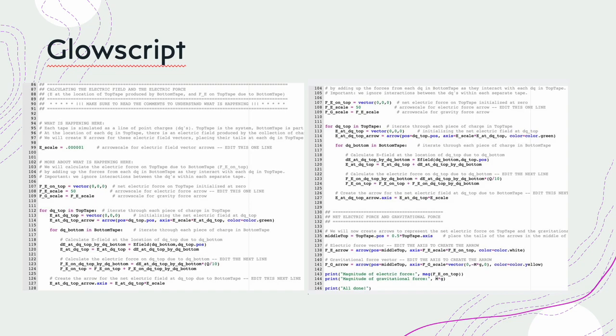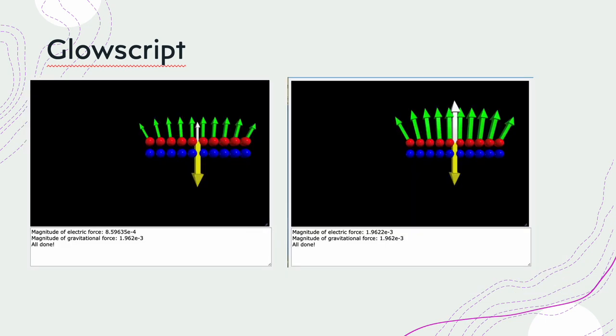Moving on the left side, some other scale factors and vectors are initialized, and then a double for loop is created in order to find the electric field at each point on the top tape, and also find the force of the electric field on the top tape overall. On the right side, two arrows are made, one to represent the total force of the electrostatic force on the top tape, and another one to represent the force of gravity on the top tape as well.